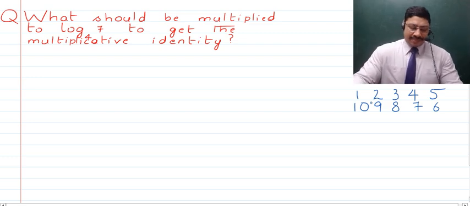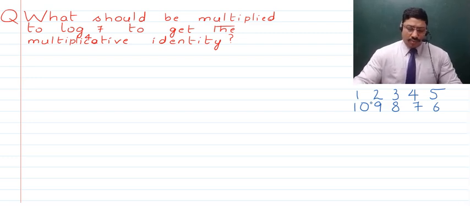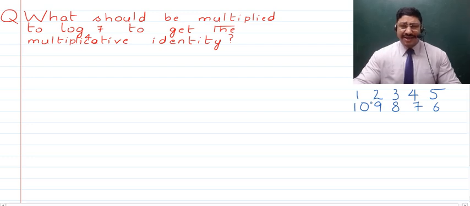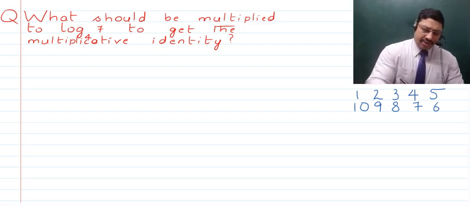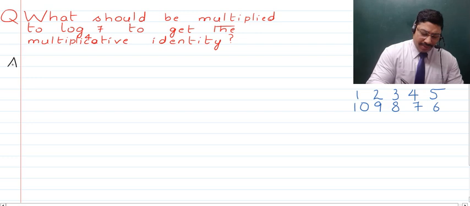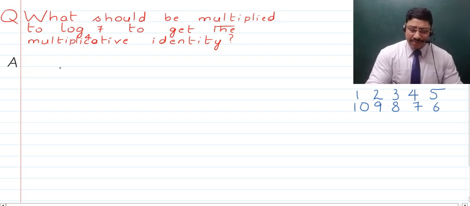Okay, now children, we have this question. What should be multiplied to log 7 to the base 4 to get the multiplicative identity? Now, in order to solve this question, first we will quickly look up a rule which is linked with it, which will help us to do the sum.